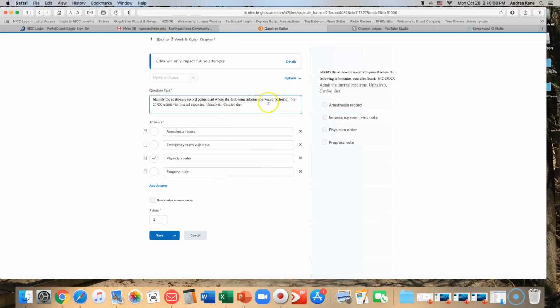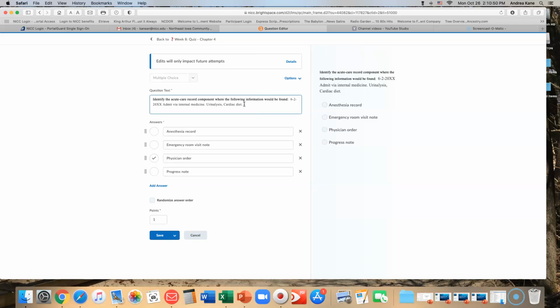Okay, next one is a date. "Admit via internal medicine, urinalysis, cardiac diet." Okay, so it's got a date and it says admit, urinalysis, cardiac diet. Is that a progress note? Absolutely not. It's not telling you how the patient's doing. Is it an emergency room visit note? No, emergency room physicians cannot admit patients. And again, this is not the type of thing that you would see happening in an emergency room visit.